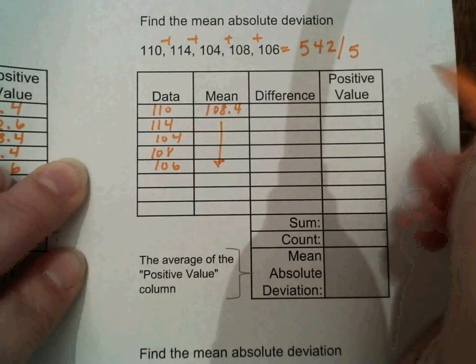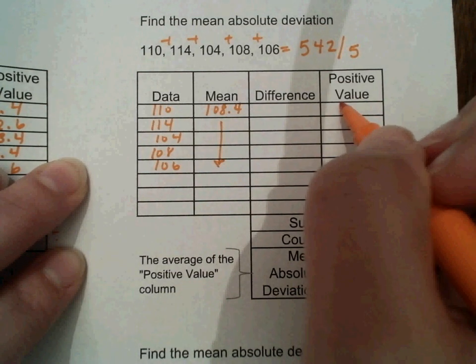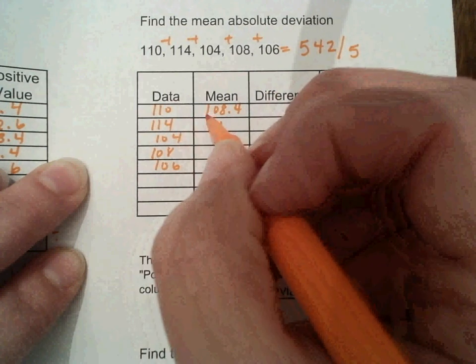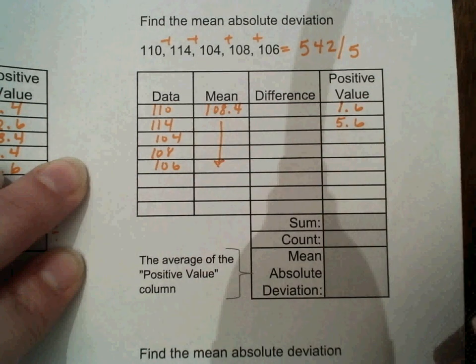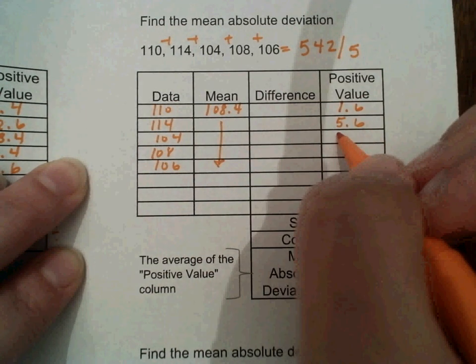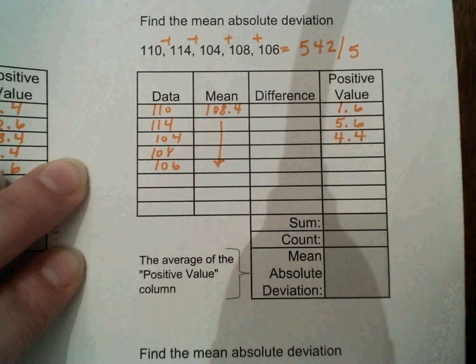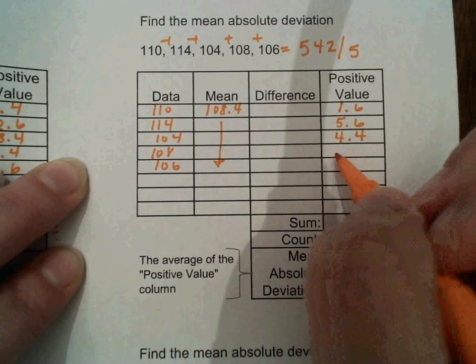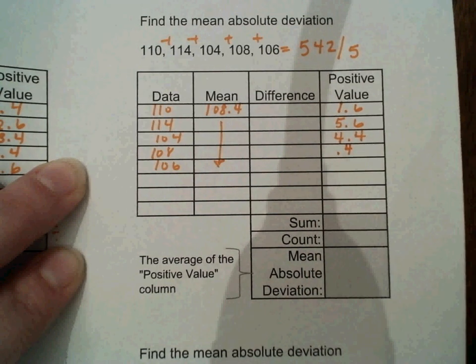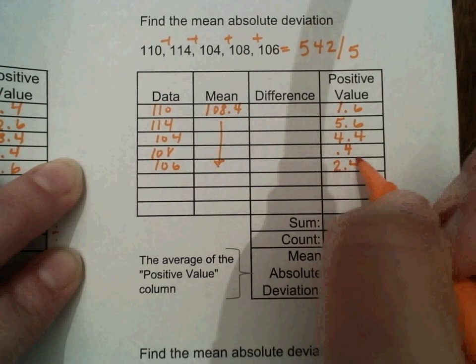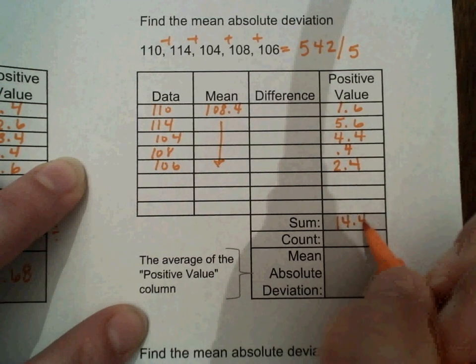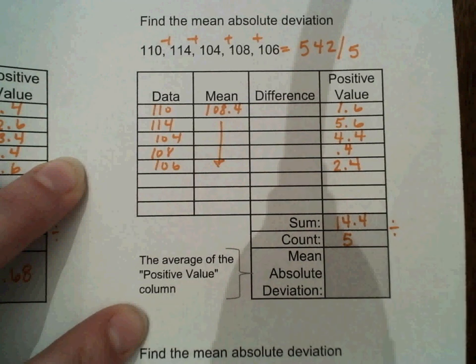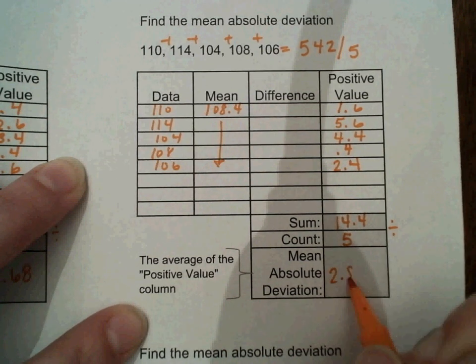When I subtract, I'm going to make sure that they're all positive. So 110 minus 108.4 is 1.6. 114 minus 108.4 is 5.6. 104 minus 108.4 is negative 4.4. Changing it positive is 4.4. 108 minus 108.4 is negative 0.4, so I'm going to write that as 0.4. 106 minus 108.4 is negative 2.4. I'm going to write it as positive 2.4. Adding all these up, I'm left with 14.4. I have 5 numbers, so I'm going to divide, leaving me with an answer of 2.88.